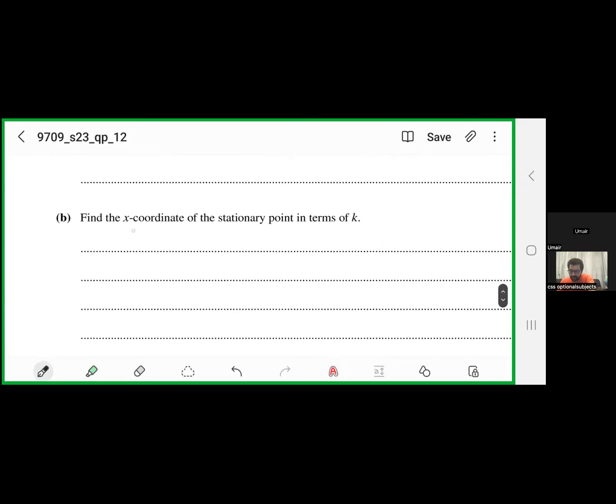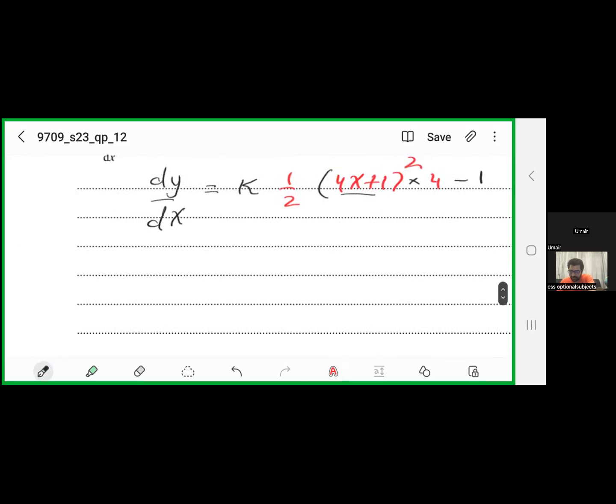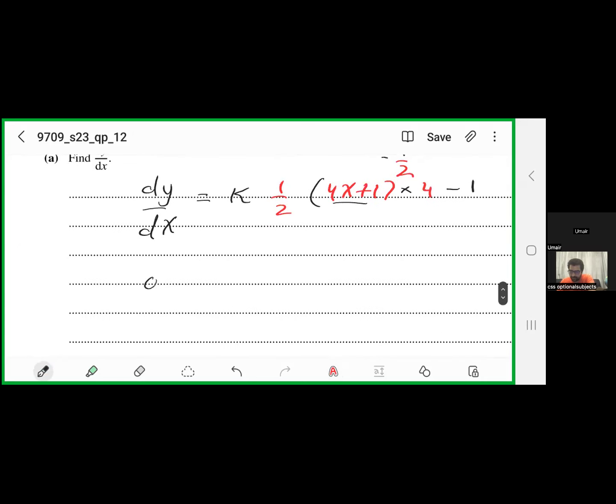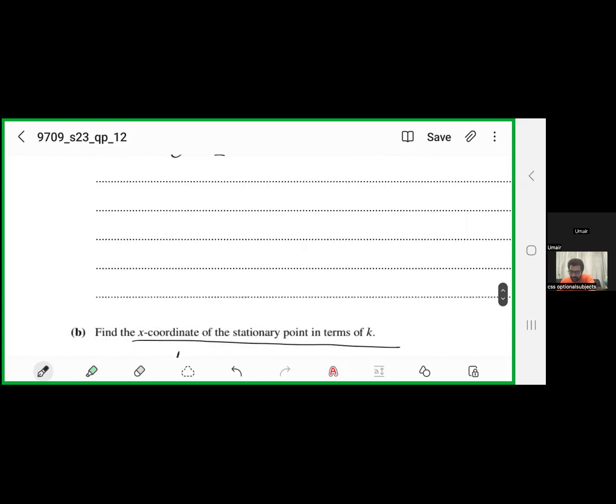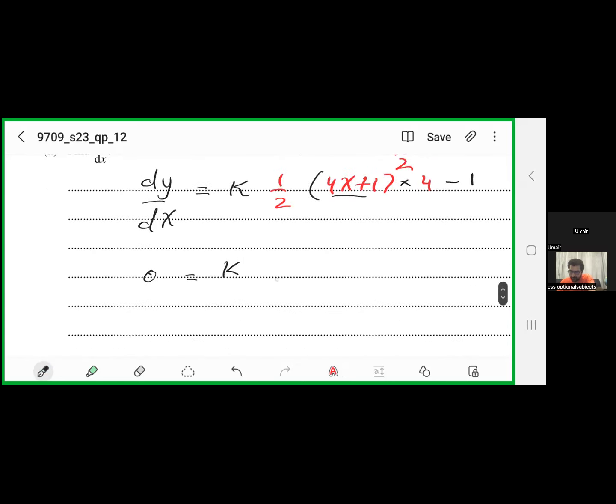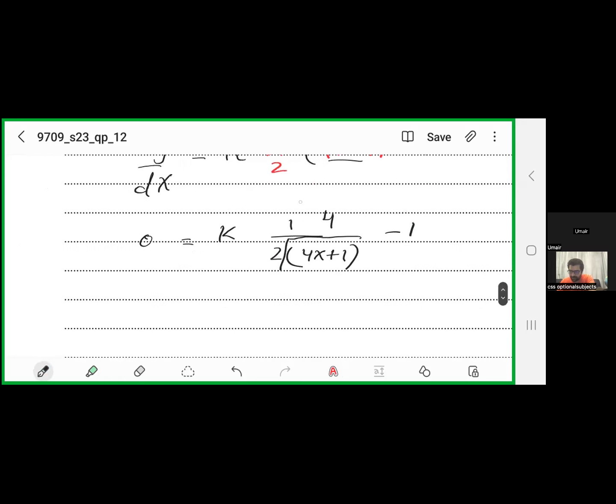X coordinate of the stationary point. At stationary point, dy by dx is equal to 0. So just equate it equal to 0 to find the answer for the second part. You have to find the value of x in terms of k, I think. So this is 1 by 2, 4x plus 1 under root, 4 will multiply, minus 1. Okay, shift this 1 over here.